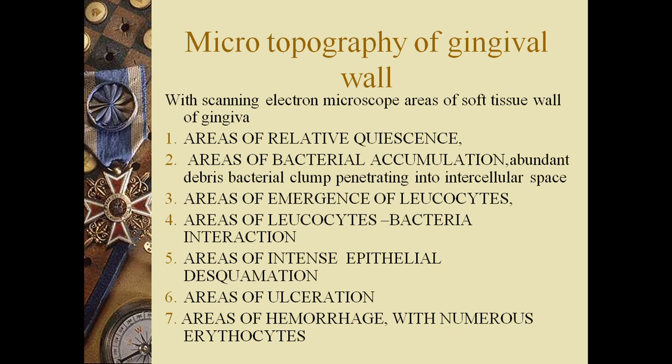Now coming on to the microtopography of the gingival wall as seen in scanning electron microscope, there will be areas of relative concavities, bacteria accumulation, and emergence of leukocyte-bacterial interaction. Once interaction is there, more matrix metalloproteinase and more prostaglandin E2 will be there, more destruction will be there, and hence the pocket will progress further and further. Area of intense epithelial desquamation, area of ulceration, area of hemorrhage with numerous erythrocytes.